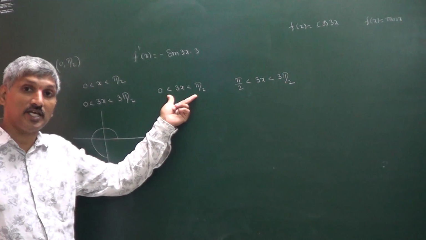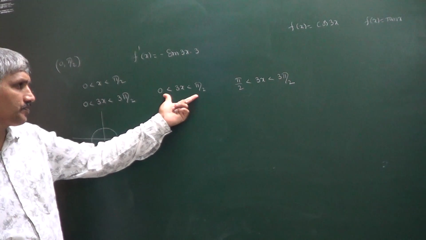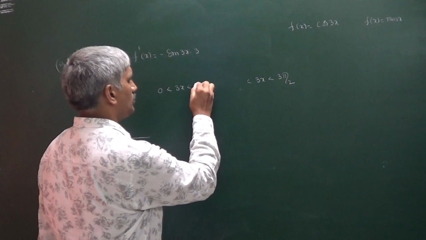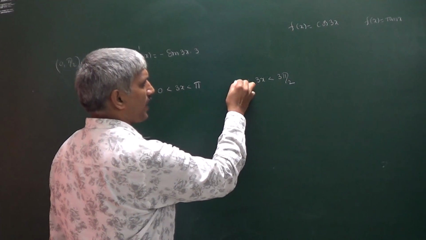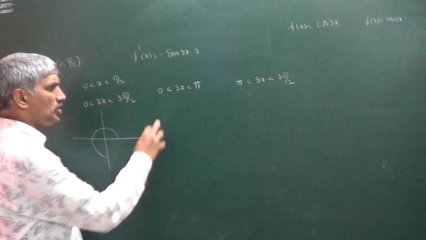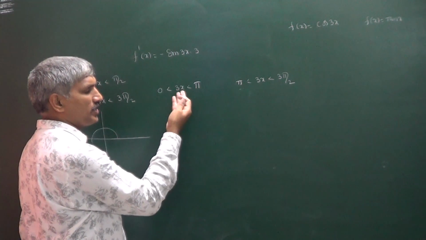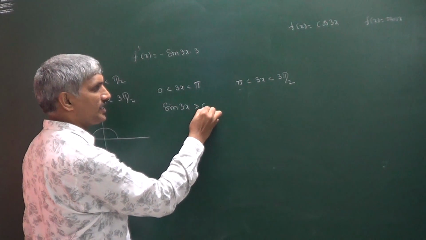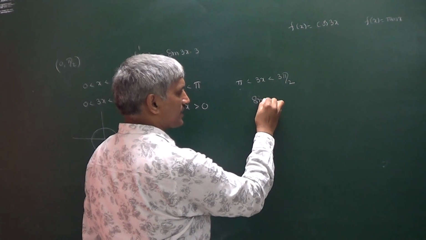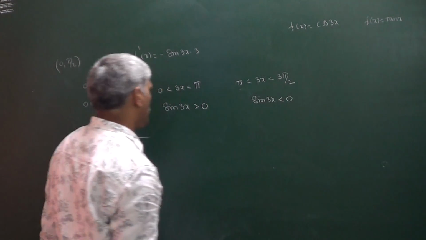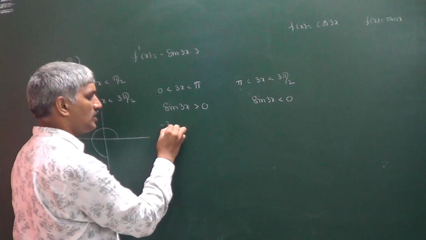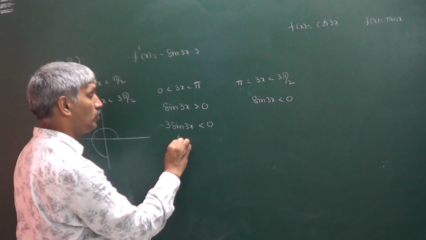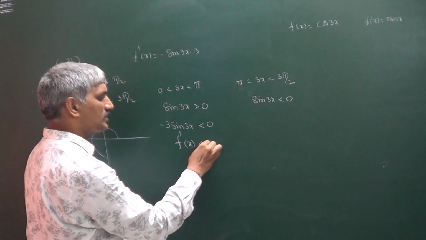Here sign is positive. Yes, here we can write from 0 to pi, whereas here pi to 3 pi by 2. Right. So 0 less than 3x less than pi, in this interval sign is positive. That's why we can write sin 3x greater than 0, whereas here sin 3x is less than 0. Next, what we can say? Sin 3x greater than 0 means minus sin 3x, we are multiplying with a negative number, that's why less than 0. So we got f dash of x less than 0.